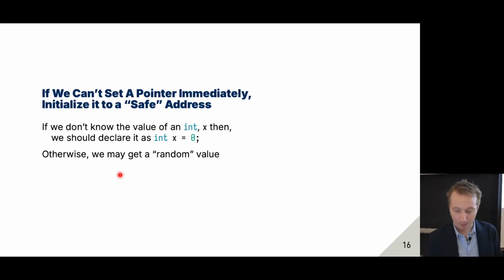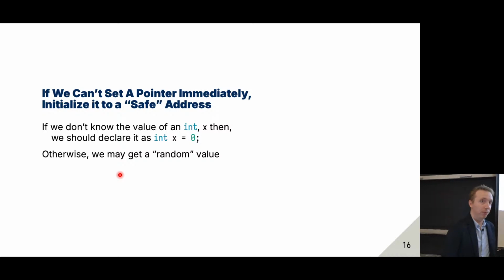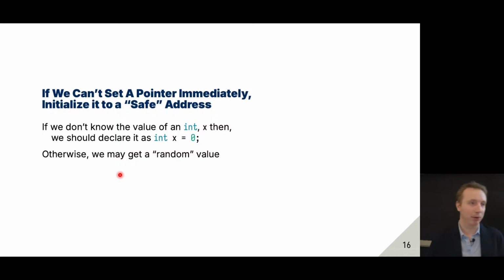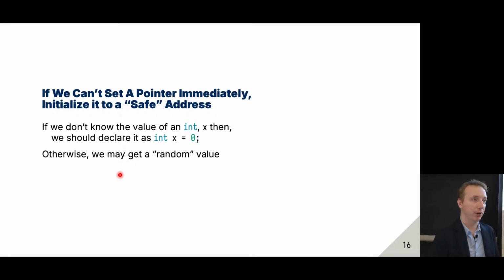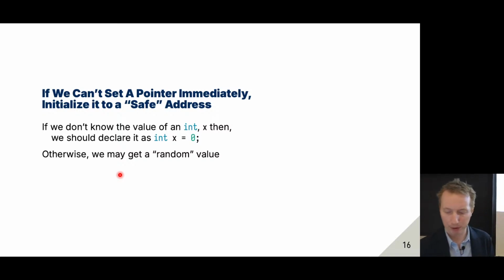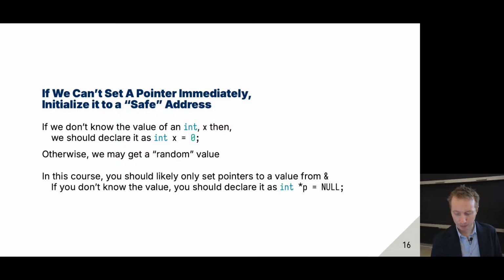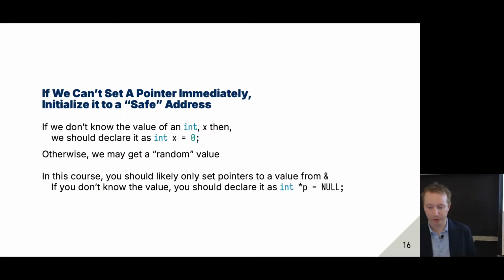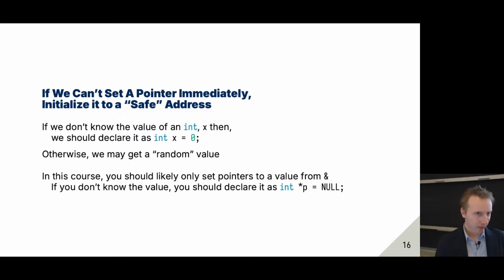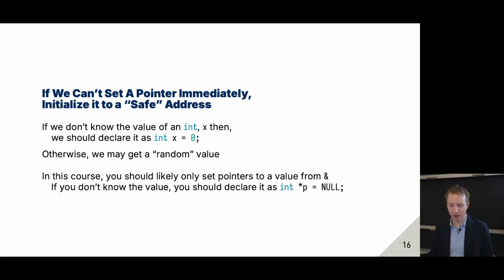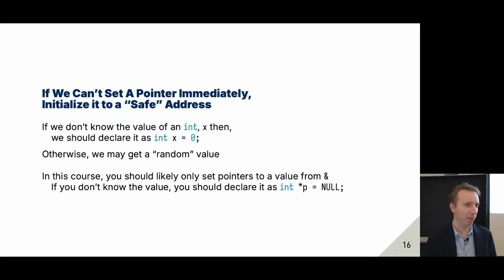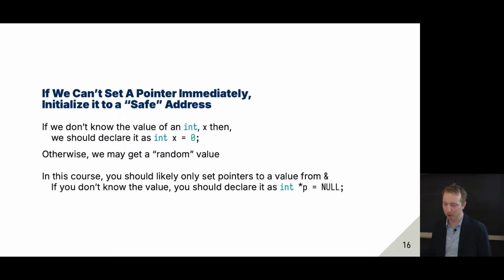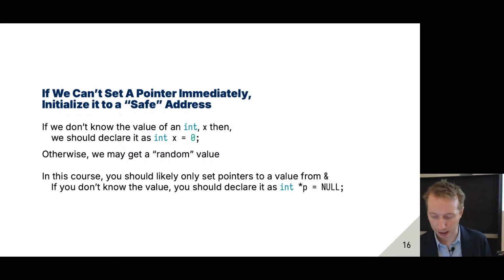All right, so usually we want to initialize variables to a safe value. For ints, we initialized it to 0. Otherwise, we might just get a random value, and if we accidentally use that, really weird things will happen. The same rule applies for addresses or pointers. They're the same thing. In this course, you should probably only set pointers to the address of something. And if you don't know the value, you've probably screwed up somehow, or you need to rethink something, or you need to be very, very careful at least.